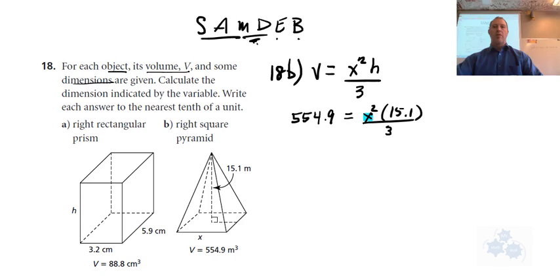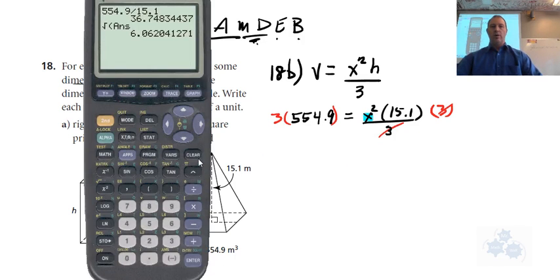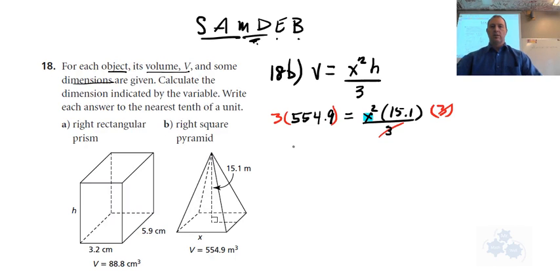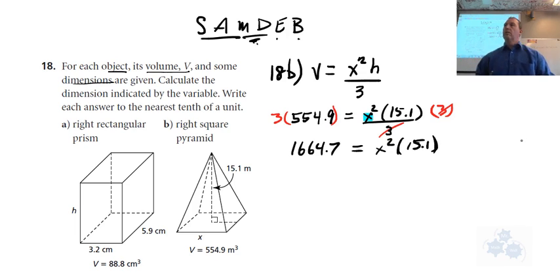So we'll multiply by 3, both sides first. Okay? 3. And what'll that do? That'll get rid of the 3. So what's 554.9 times 3? That's going to be 1664.7. That's going to now equal x squared times 15.1. Okay? Is this lining up with what you guys are looking at? Am I doing it this way? Yeah? So far? Okay.